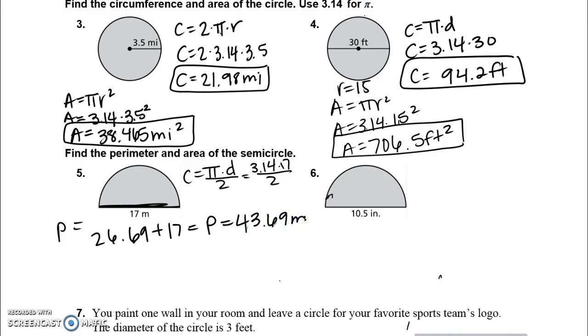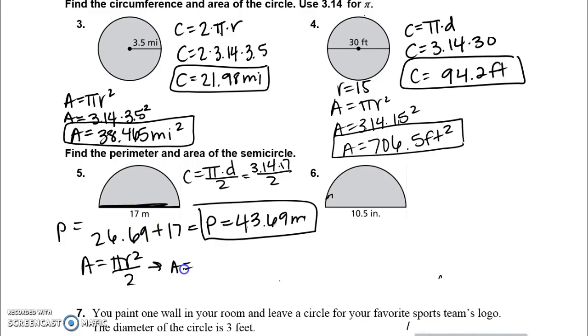Now the area of the semicircle, you find the area of the whole circle and divide it by 2. So area is pi r squared divided by 2. Remember the diameter is 17, which makes the radius 8.5. Square that, multiply by 3.14, divide by 2, and you get area equals 113.4325 meters squared.